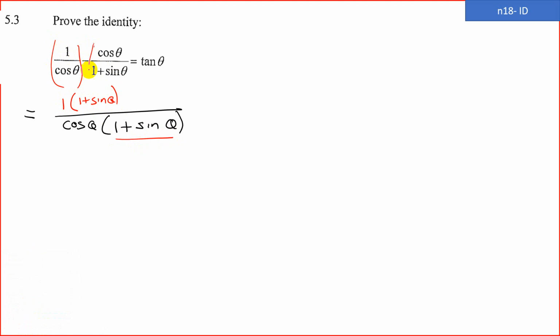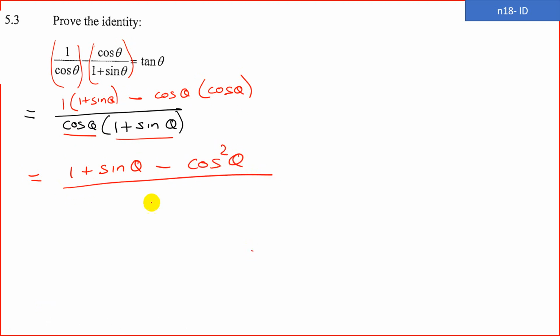And then we're going to go to the next numerator. There's a minus sign there, which is cos theta, and we're going to multiply that by cos theta. And if we do that, we will end up on the top with 1 plus sine theta minus cos squared theta, all over our common denominator of cos theta into 1 plus sine theta.